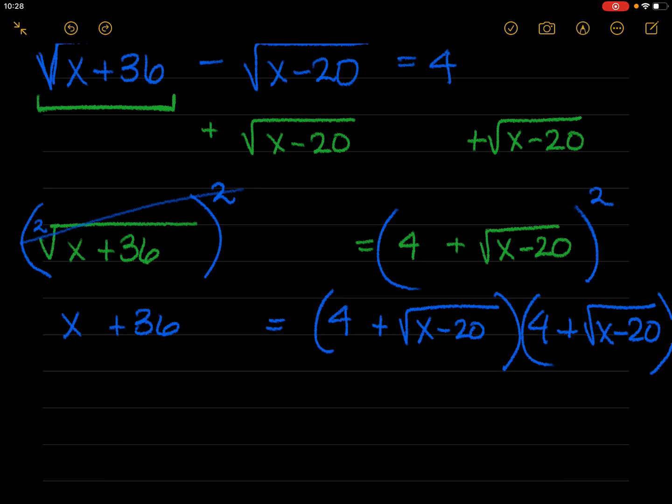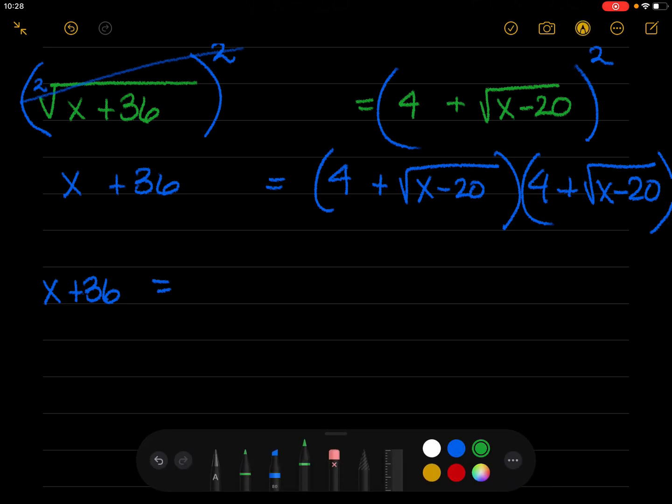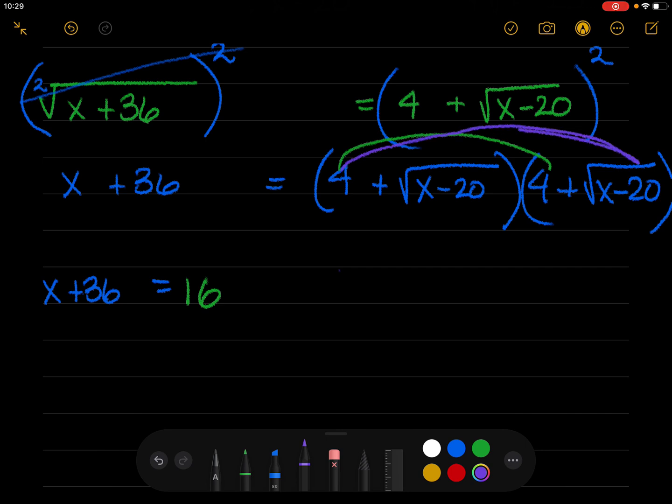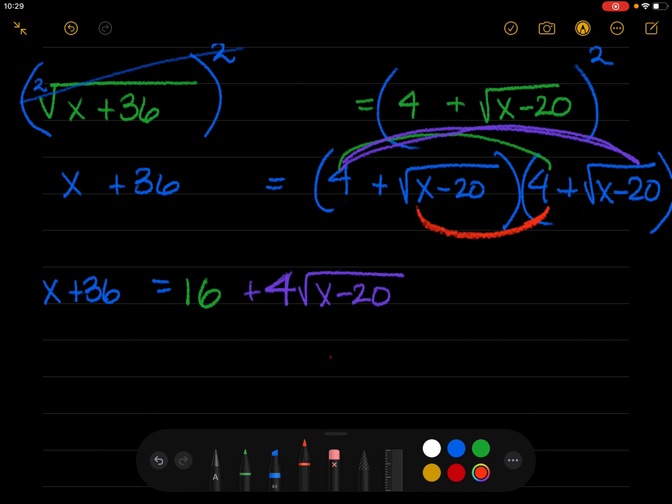So let's go ahead. On the left side, we will leave my x plus 36. On the right side, I'm going to give myself some room because I know this is going to be a lengthy process. I'm going to start with my 4 by 4, which will give me 16. Next, I will multiply, let me get some colors here, I like colors, our 4 by the square root of x minus 20. The 4 is going to go in front, because it is not under a radical, so it's going to be in front, multiplying that radical. Similarly, when we multiply the square root of x minus 20 by the 4 on the other part, this 4 is also going to be in front, multiplying my radical. You're not going to push it underneath there because it's not under one to begin with.